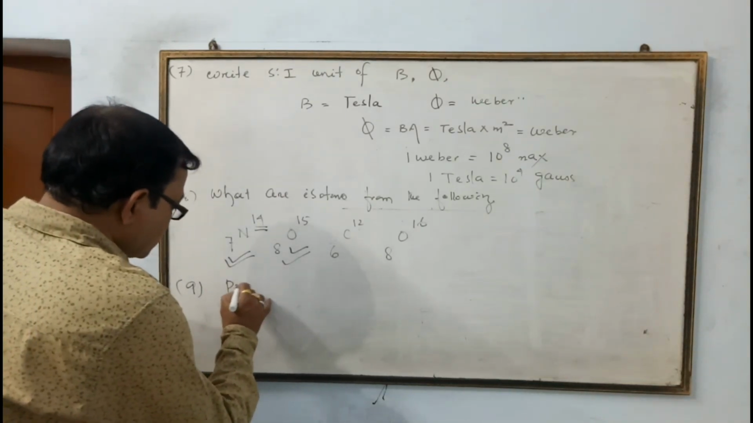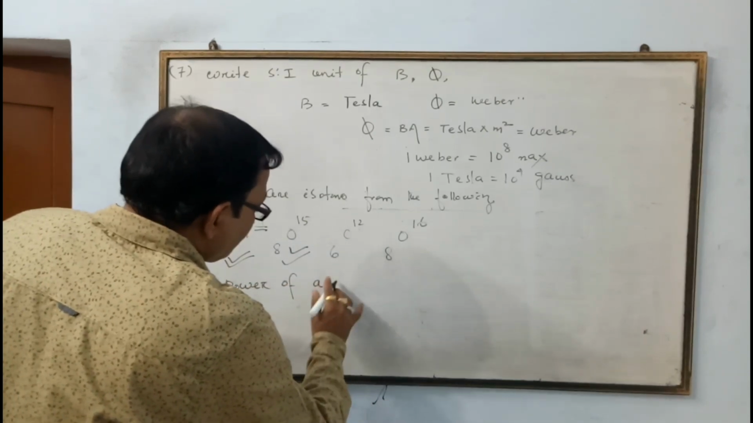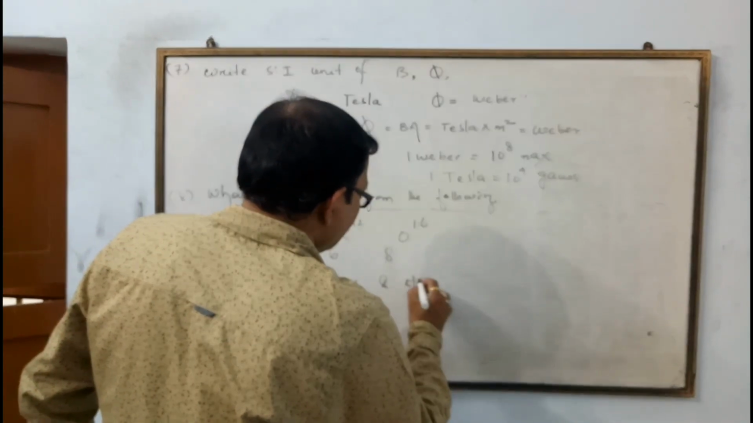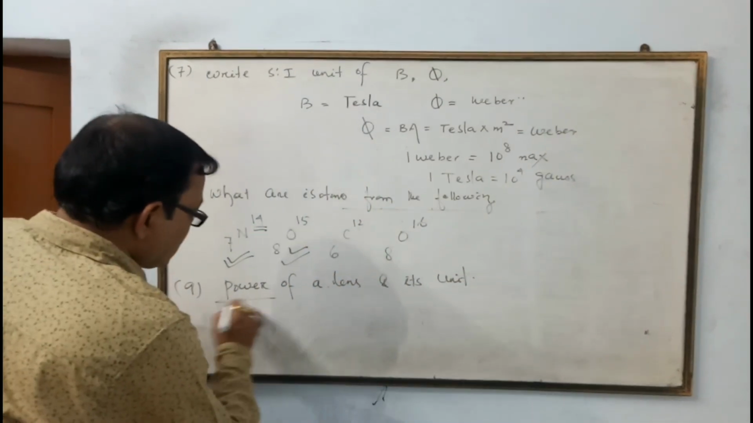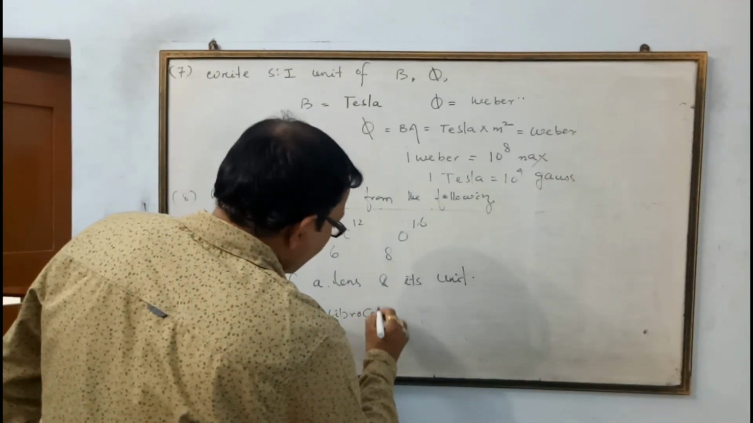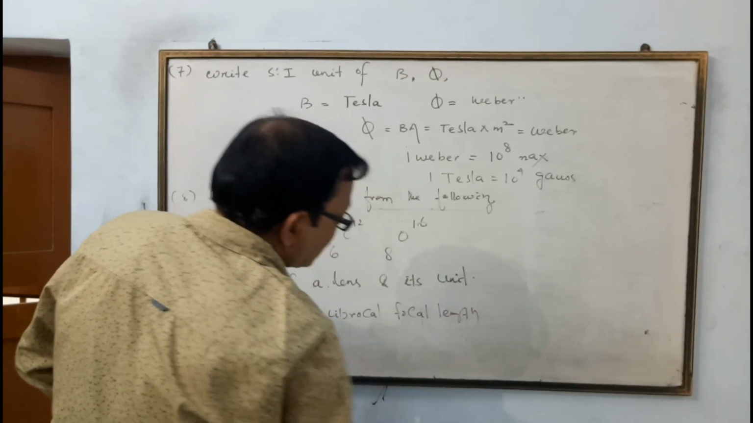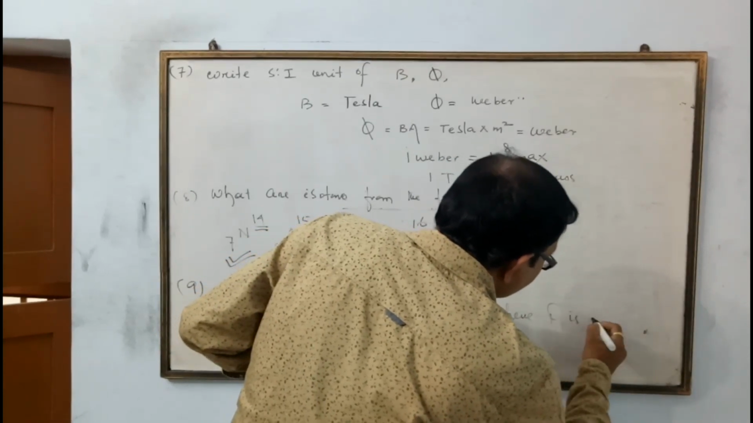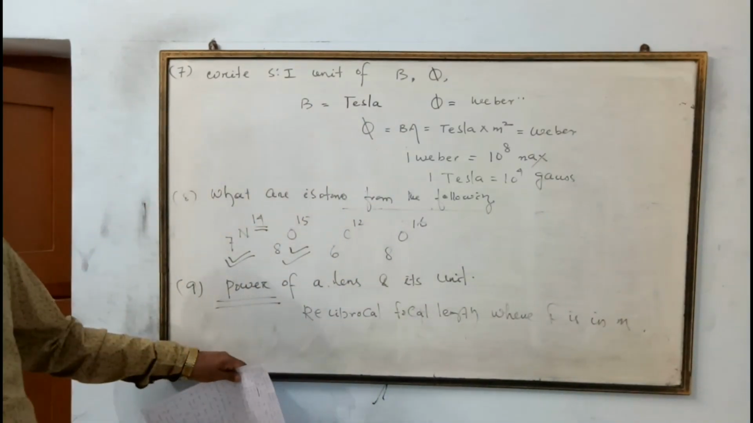Question related to power of a lens and its unit. What is the power of a lens? It is the reciprocal of focal length, where F is in meter. Pause the video to note it down.